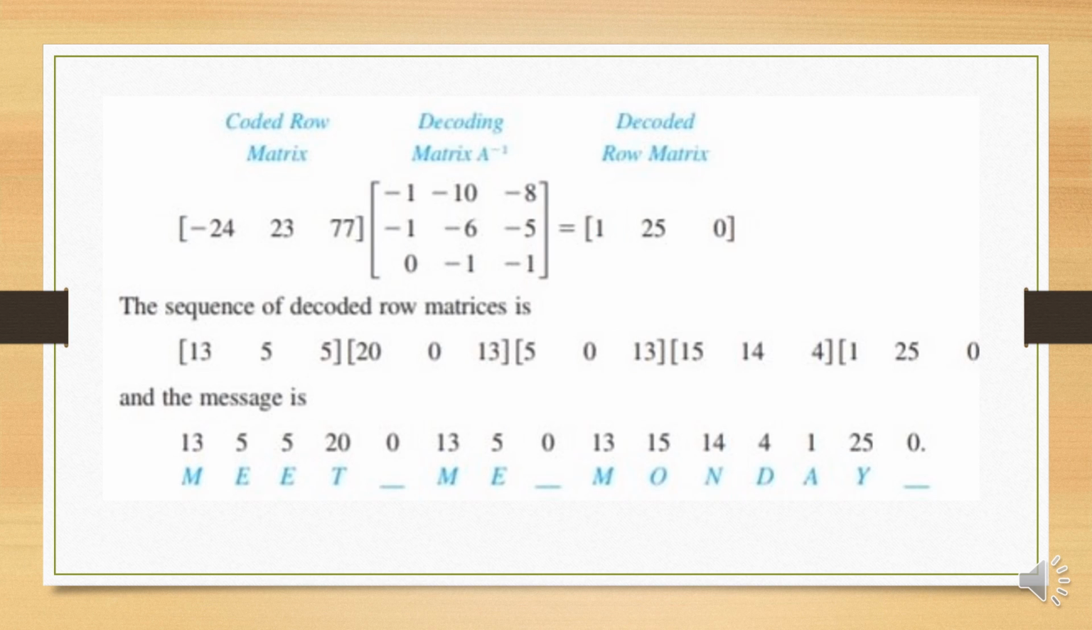So here is the last answer. On the decoded row matrix, we have 1, 25, and 0. So the sequence of decoded row matrices is 13, 5, 5, 20, 0, 13, 5, 0, 13, 15, 14, 4, 1, 25, 0. And the message that we get is meet me Monday.